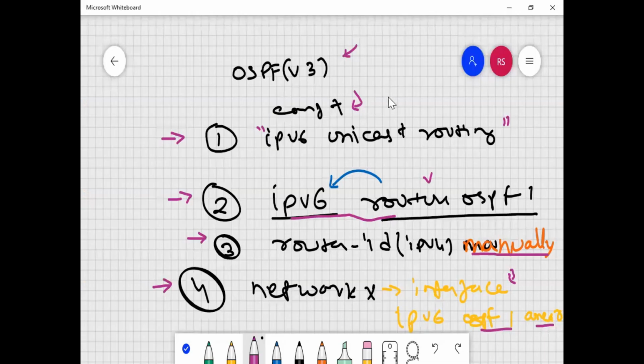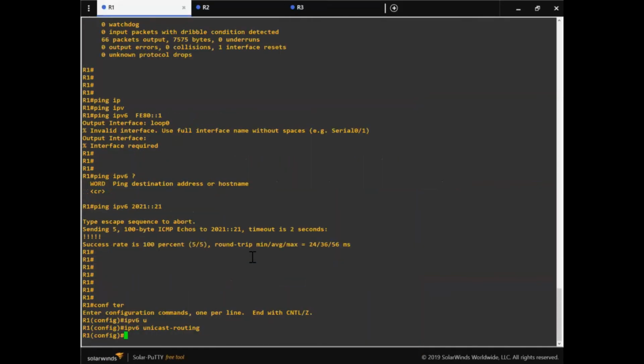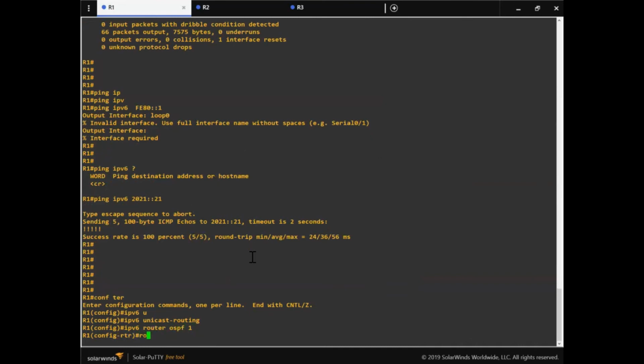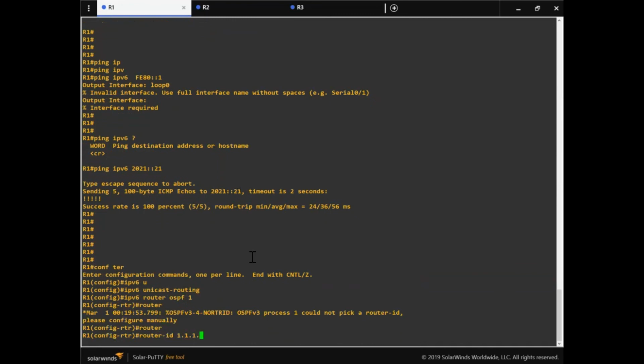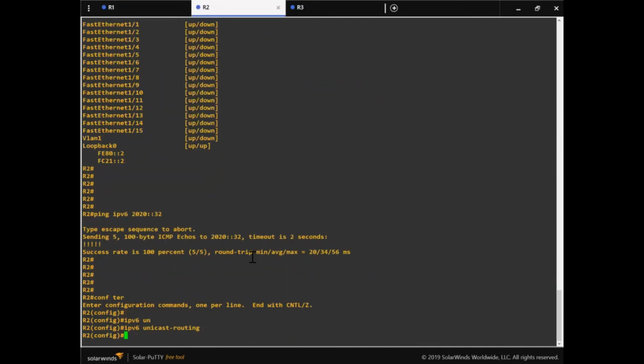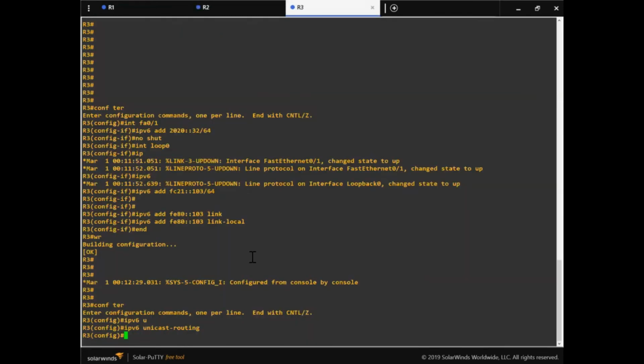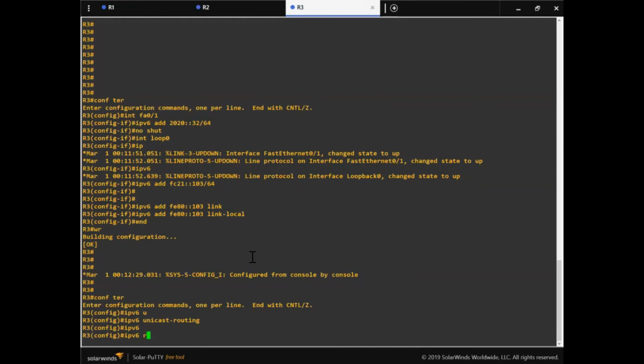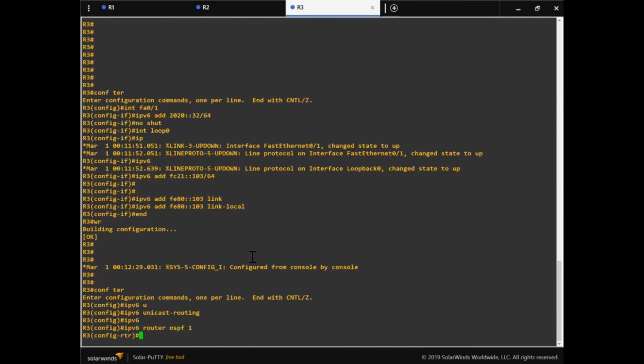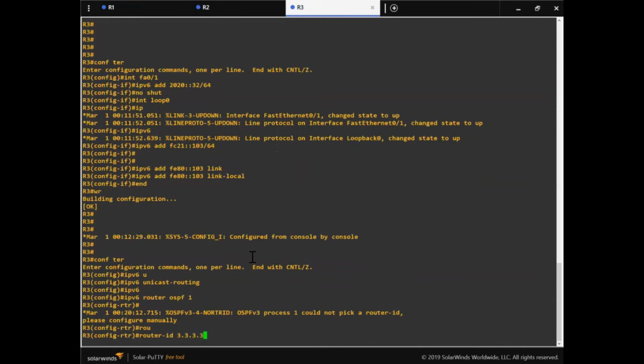What about my second point? You just refer to this. I need to go into my IPv6 router process, whatever process ID you want to go for, and you need to configure the router ID manually. So I am going over here: IPv6 router OSPF 1, router ID 1.1.1.1. Then over here, IPv6 router OSPF 1 and router ID 2.2.2.2. Here IPv6 router OSPF 1 and then router ID 3.3.3.3.